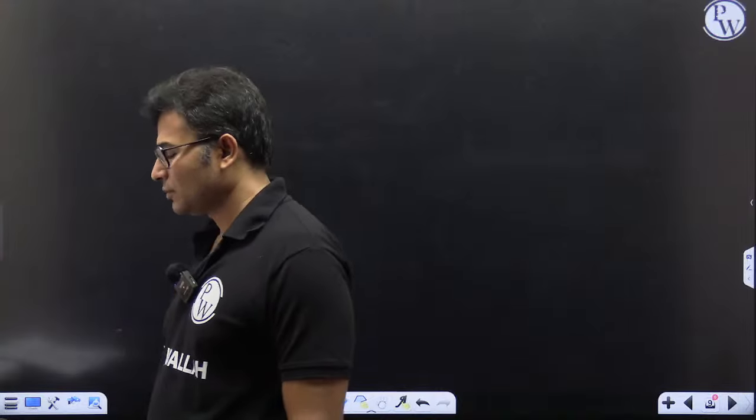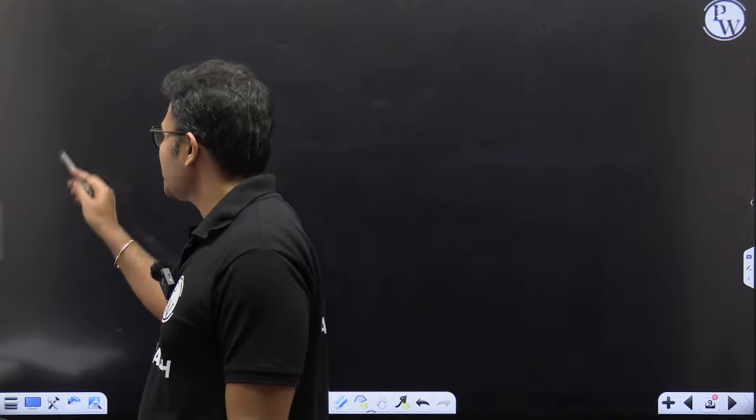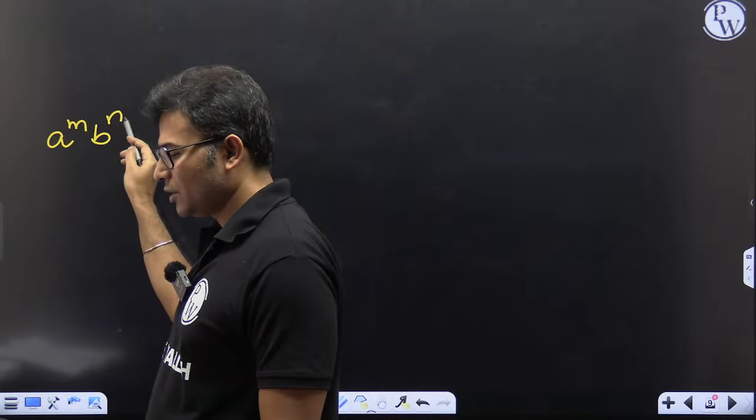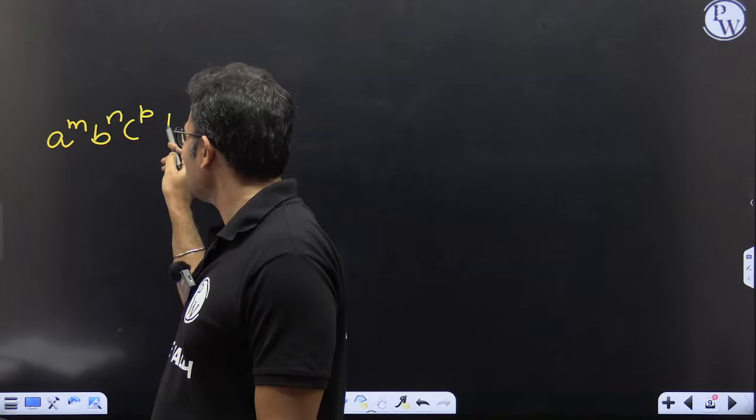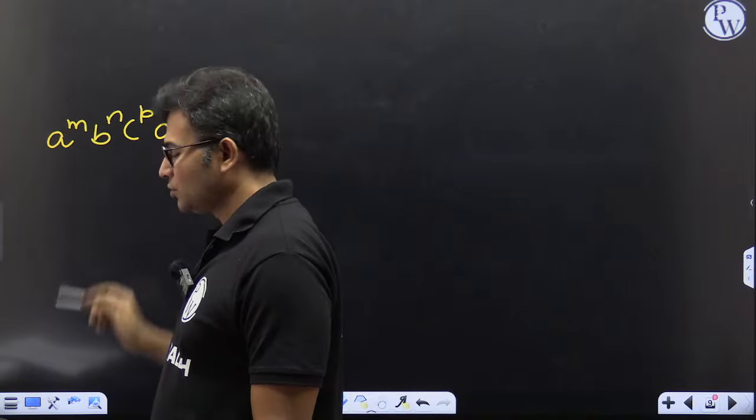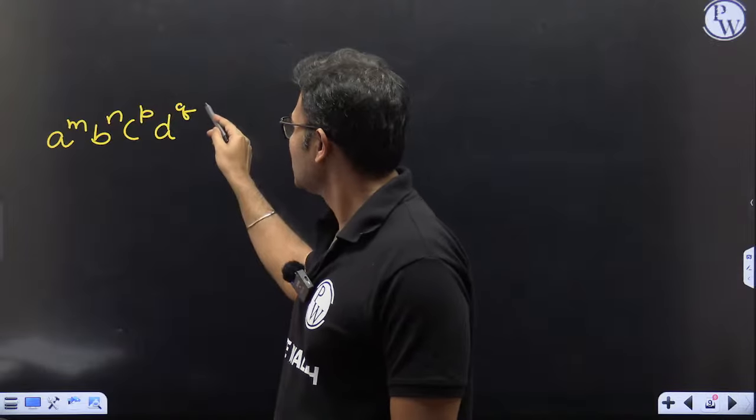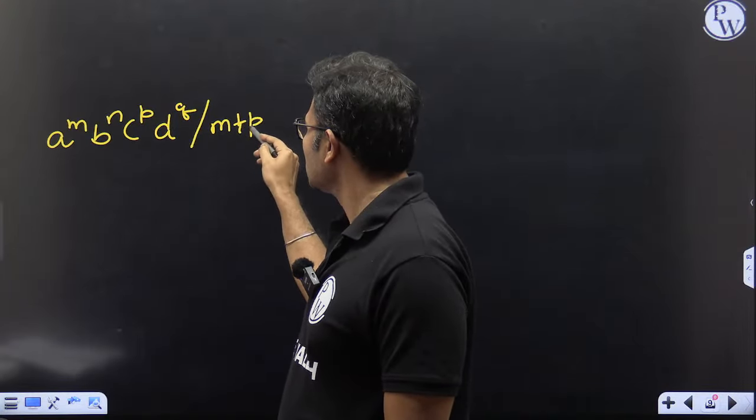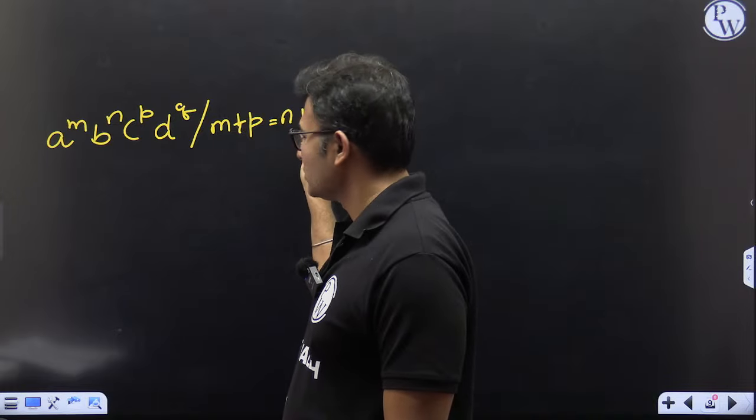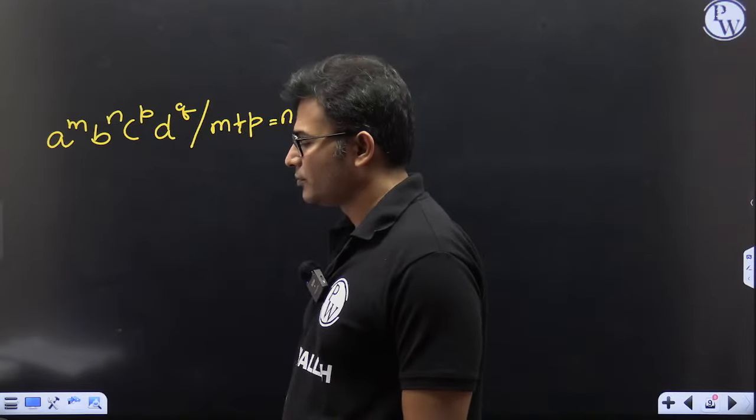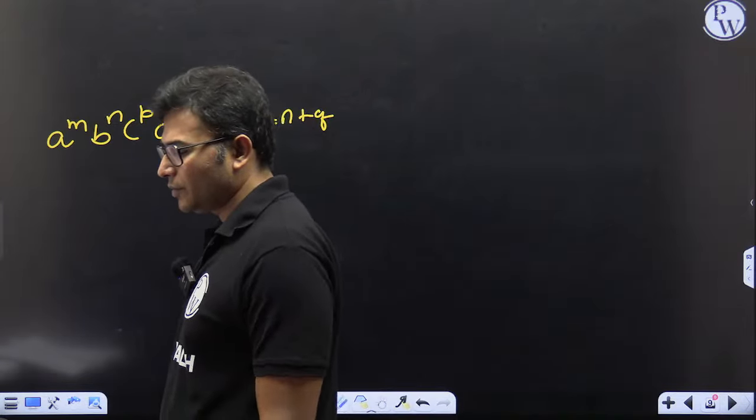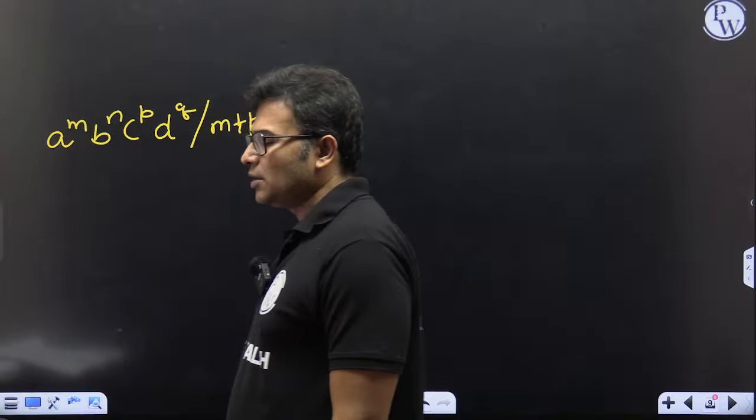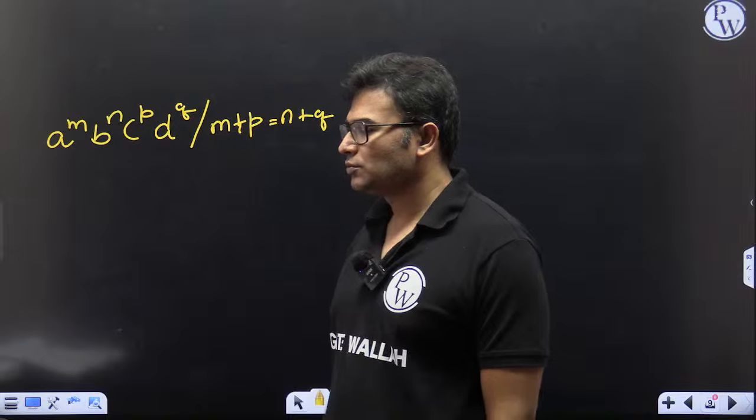Now one more question, a similar model. a power m, b power n, c power p, d power q such that m plus p is equal to n plus q.